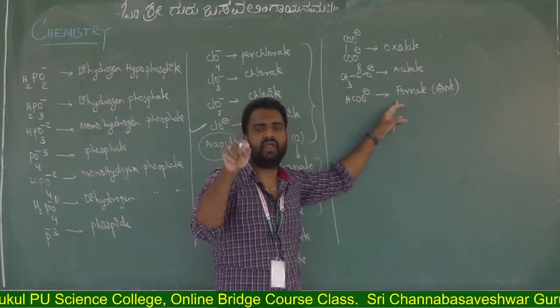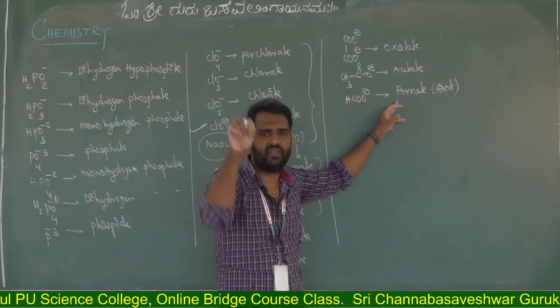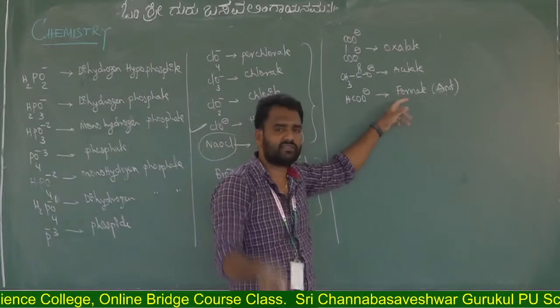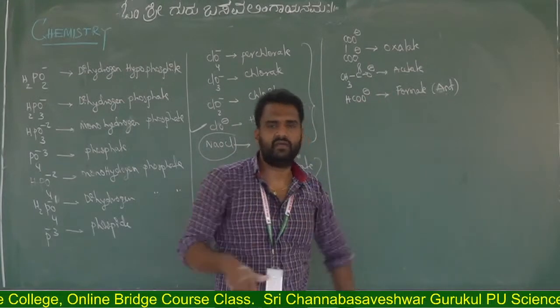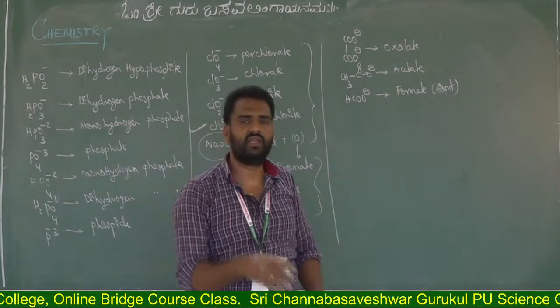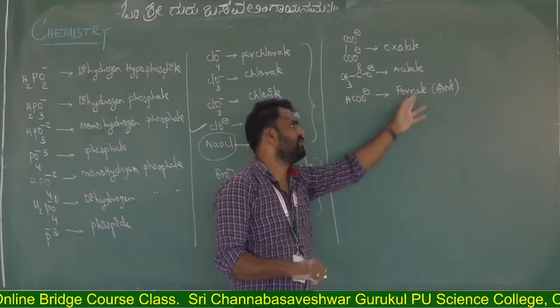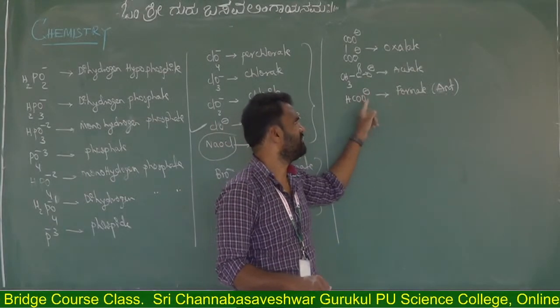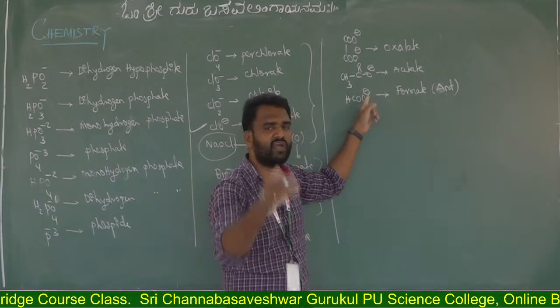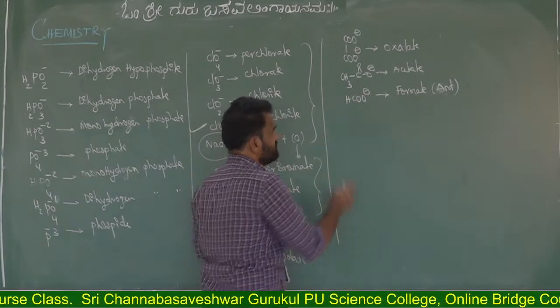So when an ant bites, it injects this formic acid into our blood, and automatically you will get a burning and itching sense. So this is formic acid. From formic acid, if you remove H plus, you will get formate.